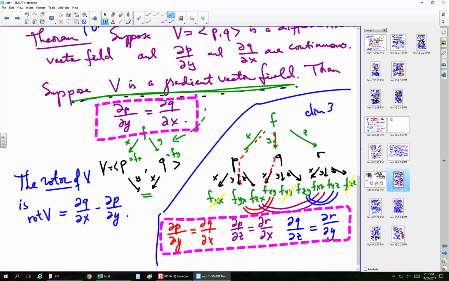If it is equal to 0, it's called irrotational, appropriately, and we'll see shortly if that is really true. So as you can see, what is the nature of the rotor? Out of all the functions that we know, what kind of functions?